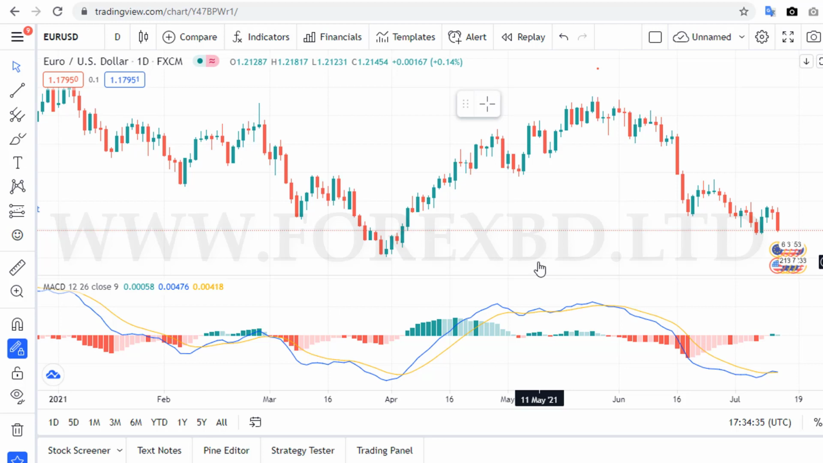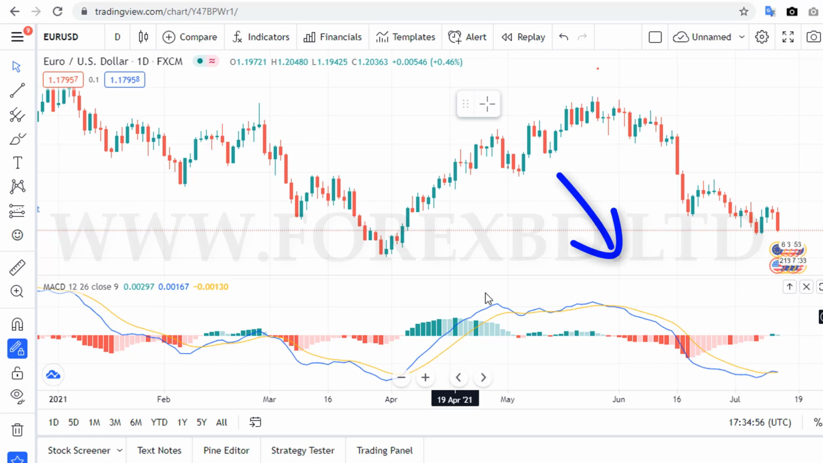After making an entry, when you see the histogram getting bigger, this gives a signal of a market uptrend. Suppose the MACD line crosses the signal line and goes up. You place a buy order, then if the histogram size is increasing, it means the market will have an uptrend for a long time. Again, when the histogram starts to get smaller, it gives a signal that the uptrend in the market is weakening. That is, the market will go into a downtrend.